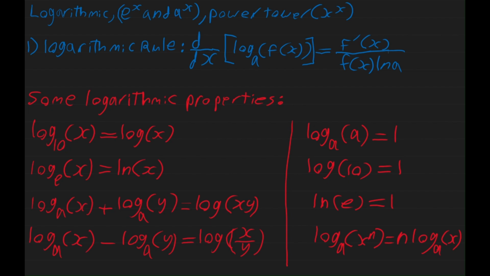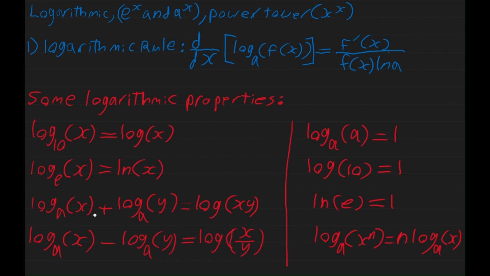Okay. Before starting, we need to know some properties of logarithm. If you already know them, you can skip this part. Log 10 of x, the base 10, we can just write it as log x. We don't have to write 10. Any other base, we write it like if it's log a x, we write log of the base a x. But this is 10, we don't have to write it. Log e, we just say it's ln x.